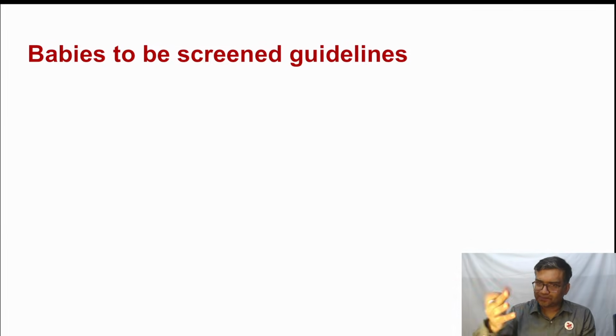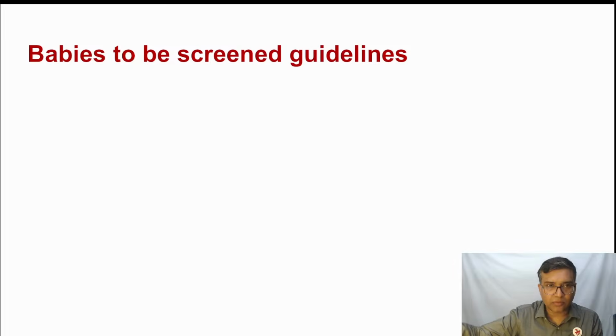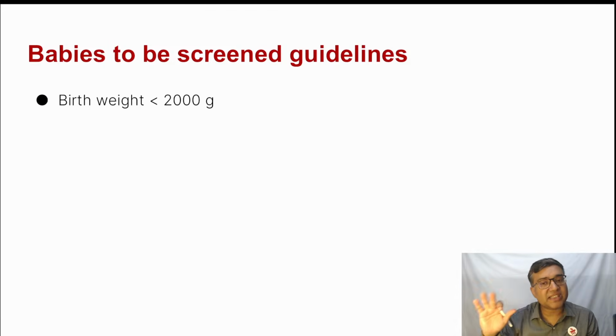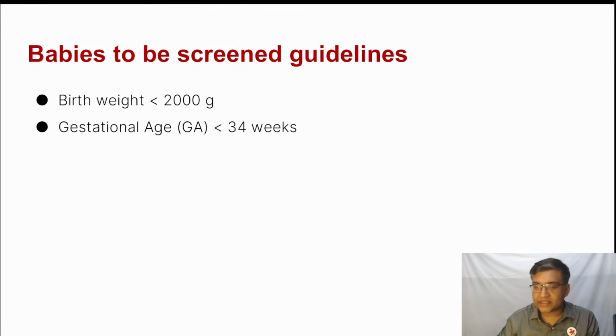If you are a pediatrician and you have basically done a delivery, and there is a premature baby, what are the various factors that should be there in your mind when you have to refer the patient to the ophthalmologist? What are the various guidelines that you should remember? First of all, these patients are low birth weight babies. Any baby which is less than 2 kg of weight, or the gestational age is less than 34 weeks, or if the gestational age is between 34 to 36 weeks, but this is a high risk baby.